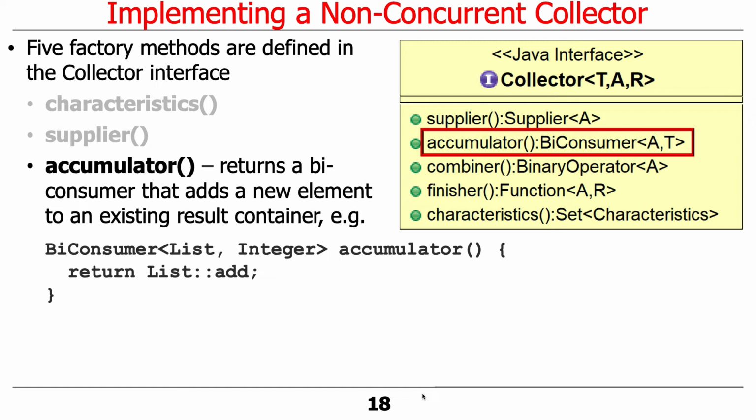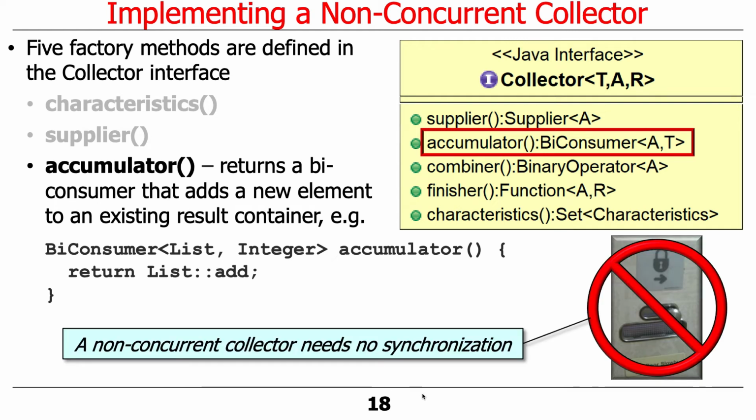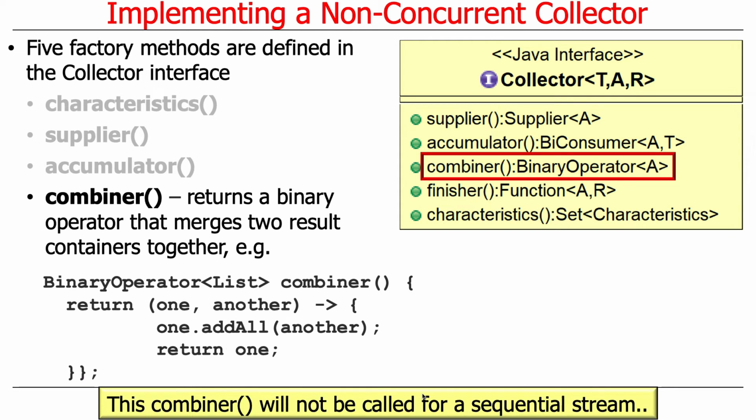So these are factory methods. These methods return method references or constructor references which are used by the framework to do the appropriate operation. Keep in mind that a non-concurrent collector needs no synchronization, so it never has to worry about synchronizing anything.